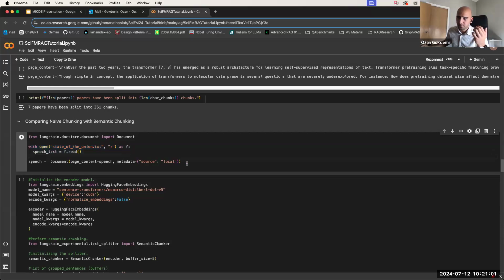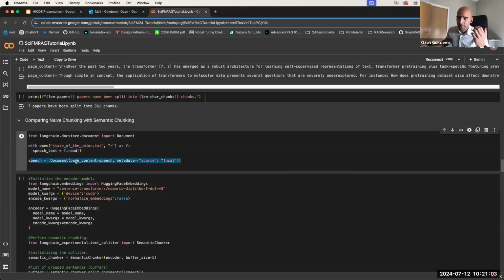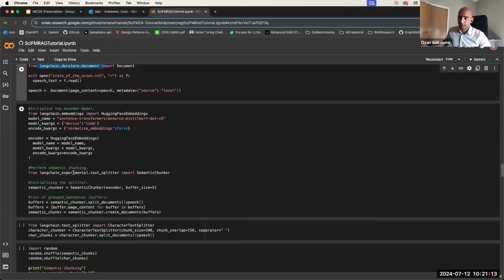This is a TXT file. We read that in, we put that into a document object that we get from LangChain. And to do this, as you remember from the semantic chunking slide, you need encodings, like you need to embed each buffer. So for that, we will get the MS Marco DistilBERT, a nimble, neat, small, fast encoder.